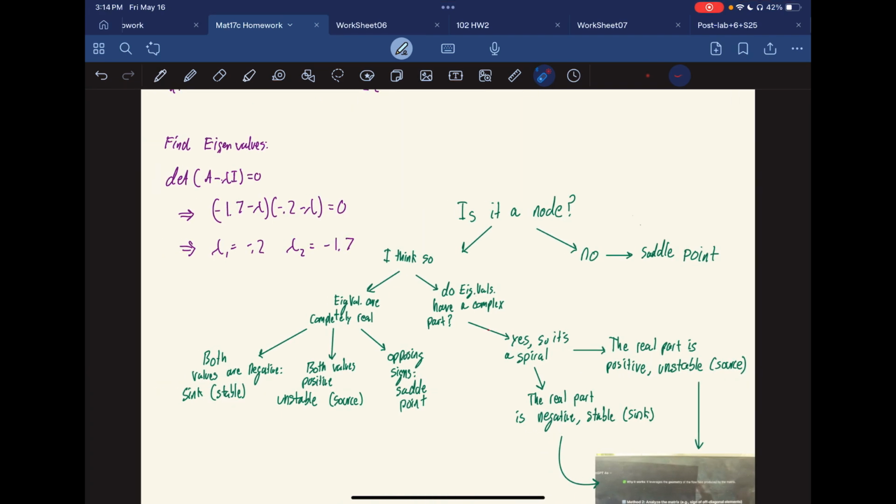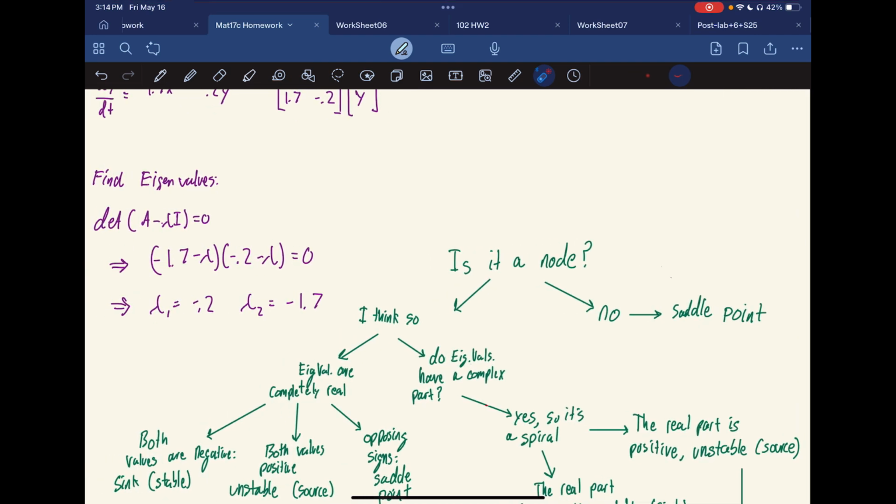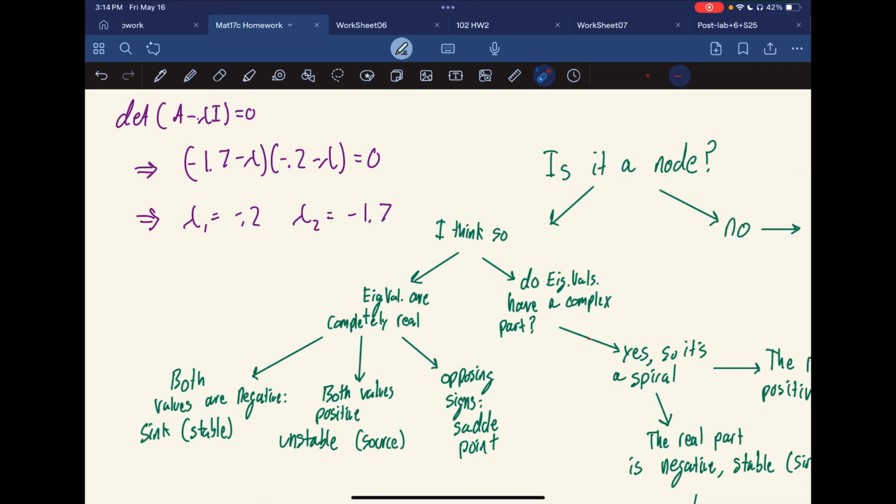Over on the bottom right here, I have a decision tree. It gives some insight as a means of determining what type of node you have. So first off, is it a node? Sometimes it's going to tell you right off the bat that it's not a node, and you should know that a saddle point is not a node. So if you know that it's not a node, you're probably dealing with a saddle point. But sometimes you don't know, you have to figure it out, which is what we're doing here.